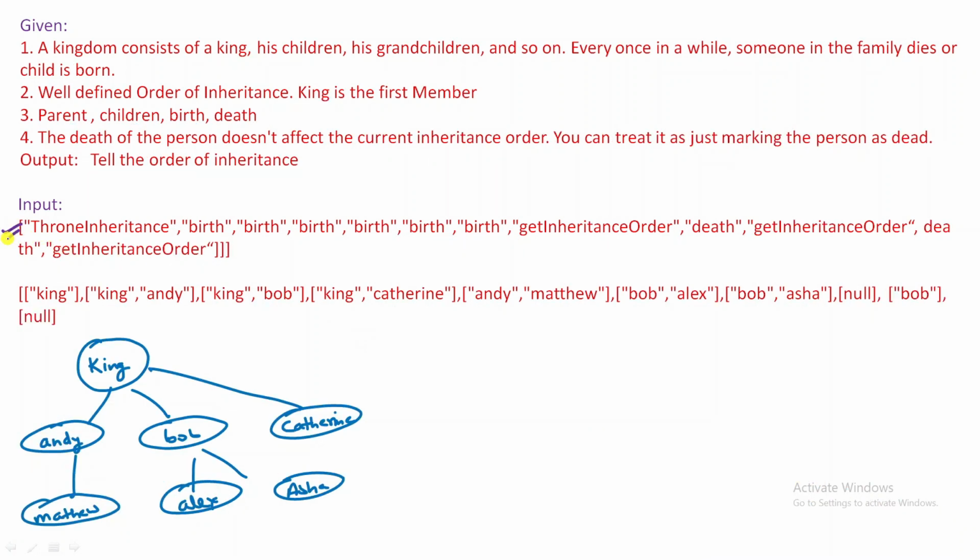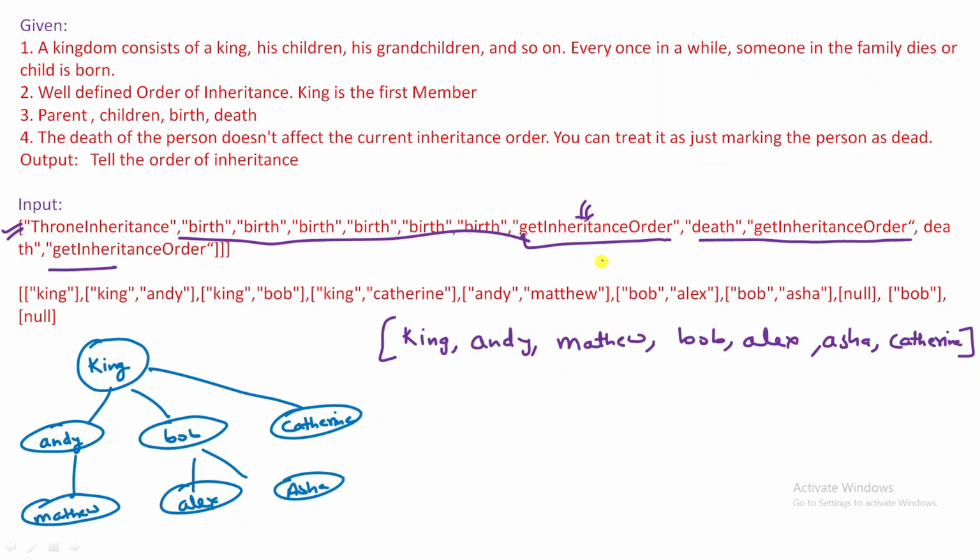Now this is another input. In this input I have just added this thing: death, and then again you have to tell. Basically this is the same till this point, with the birth operations, so this will be the same order of node construction. Now here they say getInheritanceOrder, which means list down the order of the kings. This is the same as previous, so this list will be written as the output for this.